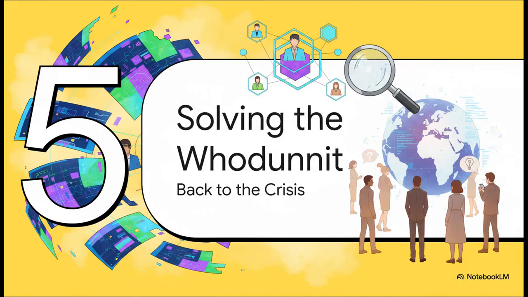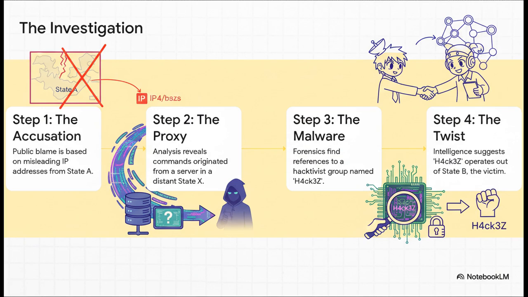Okay, so now we're armed with this understanding of false flags, of data sharing, and these crucial human trust networks. Let's go back to our international crisis. It's time to solve this whodunit. So, how was the case finally cracked? Let's follow the evidence. Step 1. We had the public accusation, right? All based on those IP addresses.